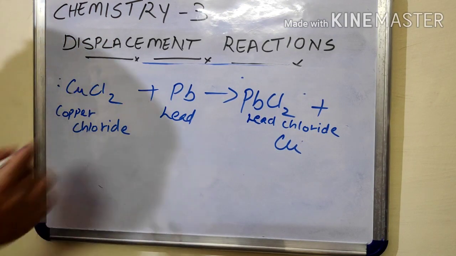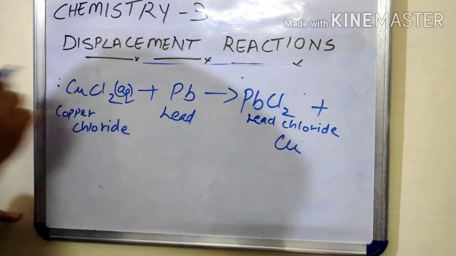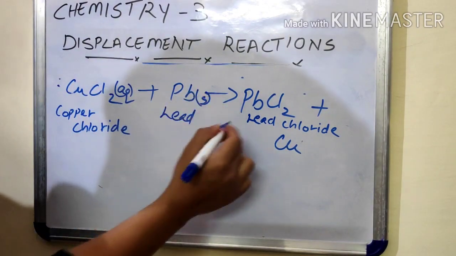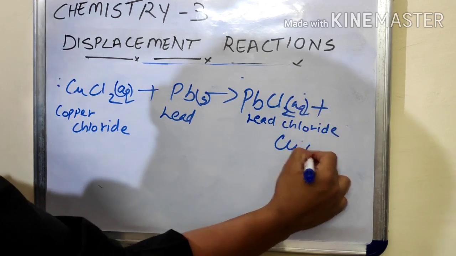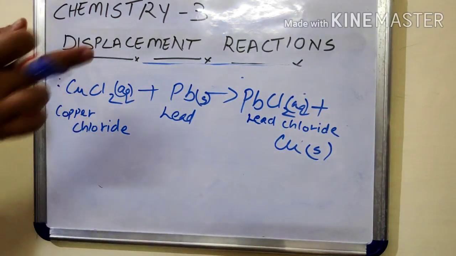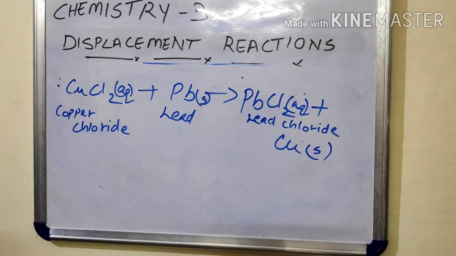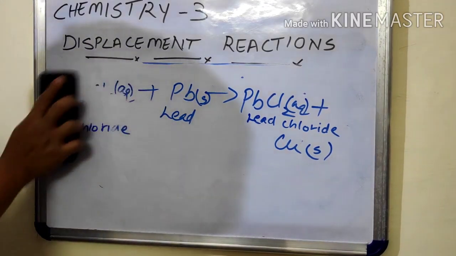Also keep on writing the states. The compound is in the aqueous state. This is in solid state. Now this becomes in aqueous state and this becomes in solid state. Make sure you write the states for all the reactions, okay? So lead is also displacing copper. Let's look at more examples.